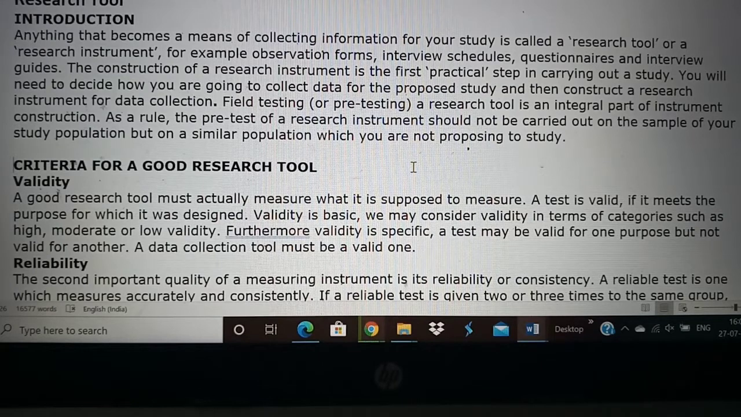Okay, so let us see what are the criteria for a good research tool. We have seen what are the research tools that can be used, and as a researcher you will construct the research tool and you will also field test the research tool. So we have to see what are the criteria that are important in a good research tool.